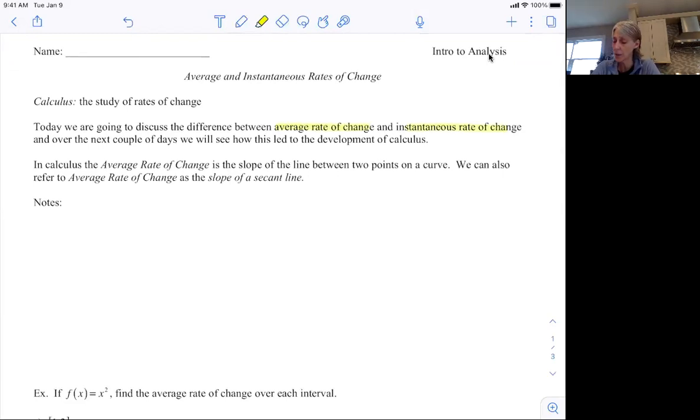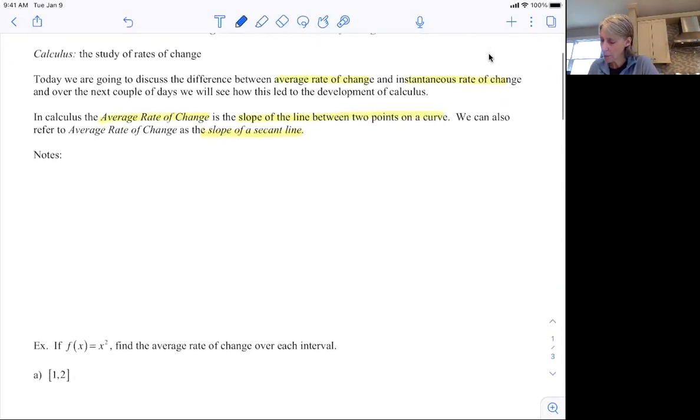Over the next couple of minutes, next couple of days, we're going to see how this led to the development of calculus. So in calculus, the average rate of change is the slope of the line between 2 points on a curve. We can also refer to this as the slope of a secant line. And we did talk about this earlier in the year.